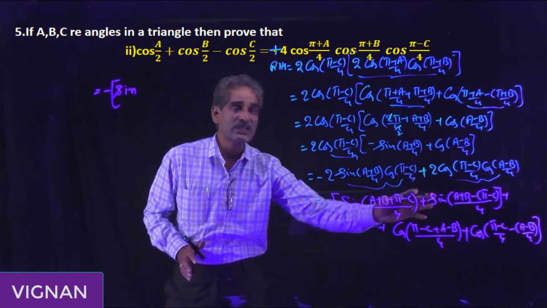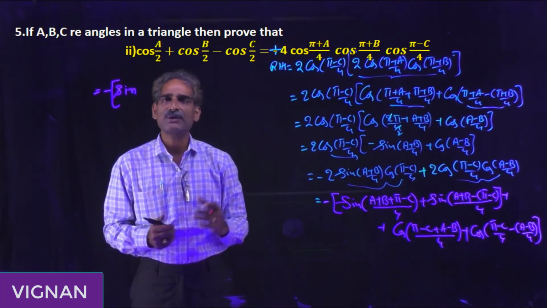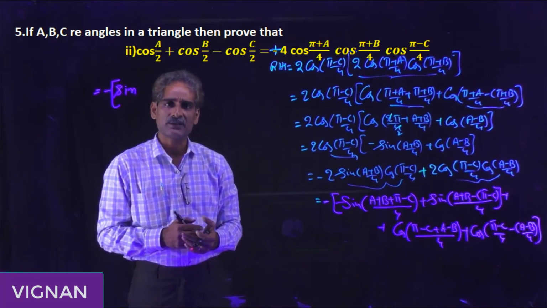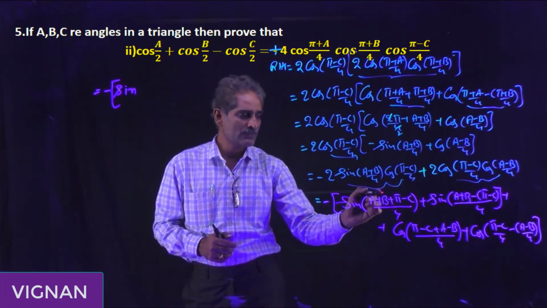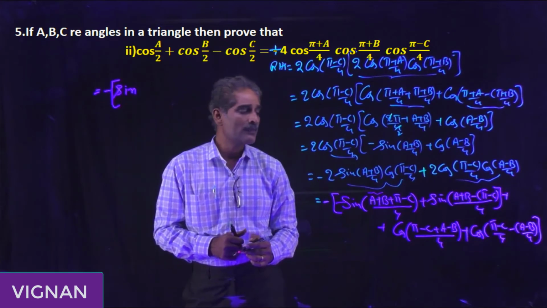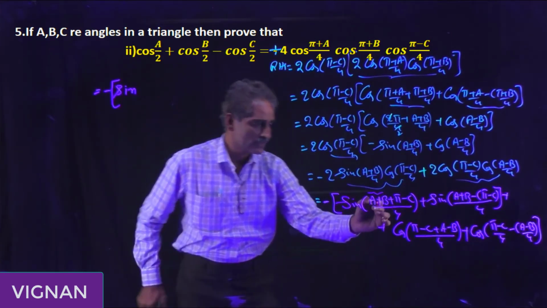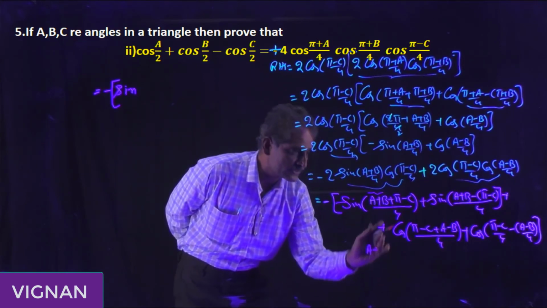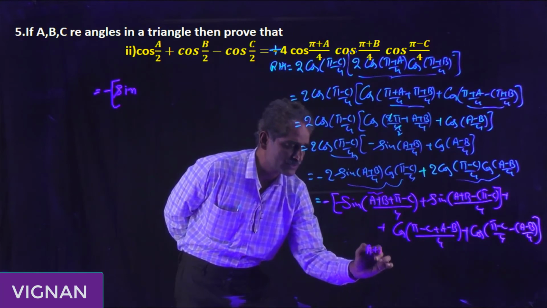We have to change the angle into a single form because on the left hand side cos A by 2, cos B by 2, cos C by 2 are there. So here we can write this angle in terms of C. Here in place of A plus B we can write pi minus C. Okay, so observe that our aim is to change it to a single angle. Here you can write A plus B is equal to pi minus C.